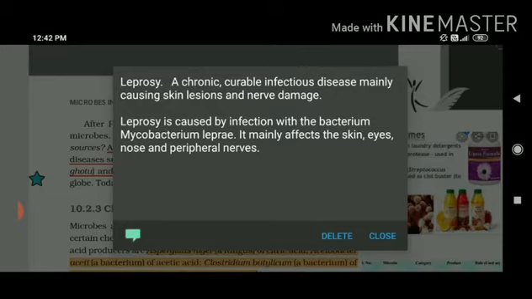Peripheral nerves, you remember, there are different kinds of nerves, various nerves which are taking the signal to the brain as well as the spinal cord, and many are bringing it back. So spinal and the peripheral nerves.